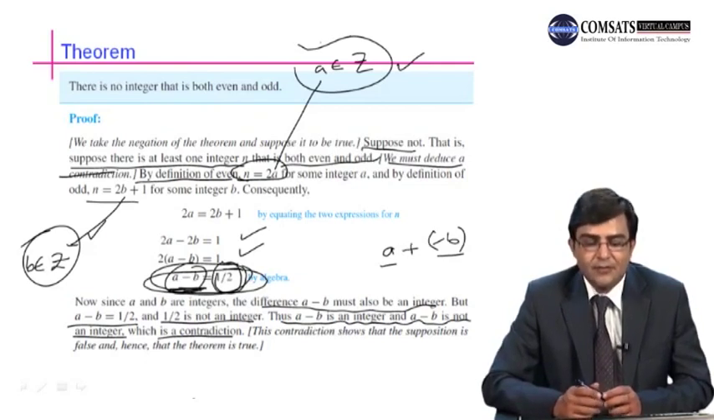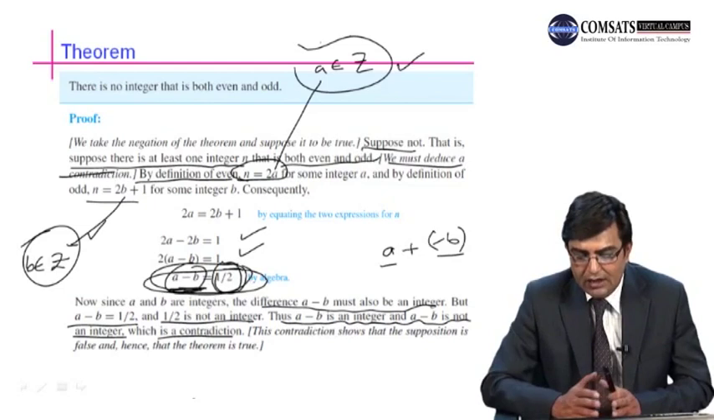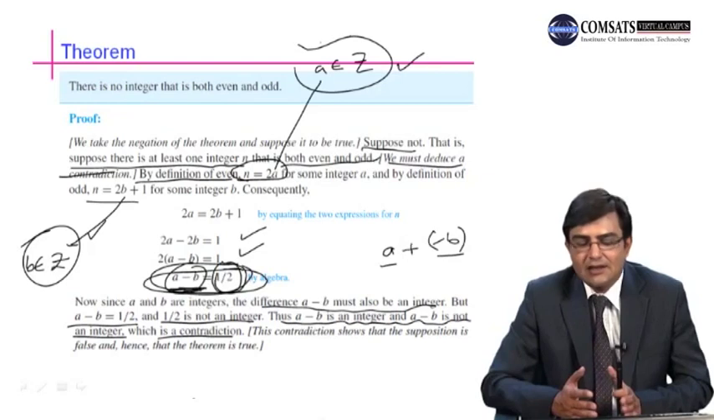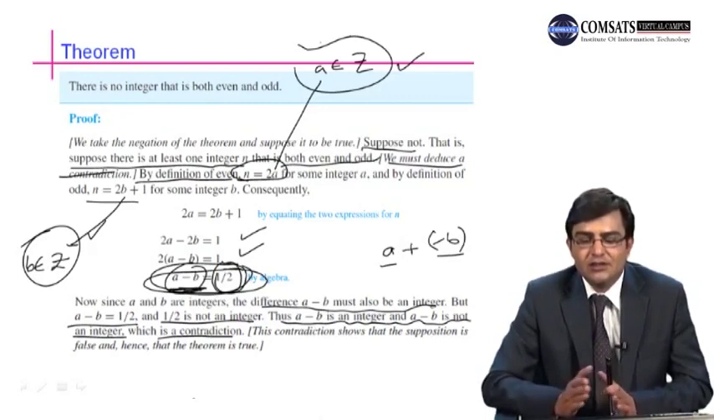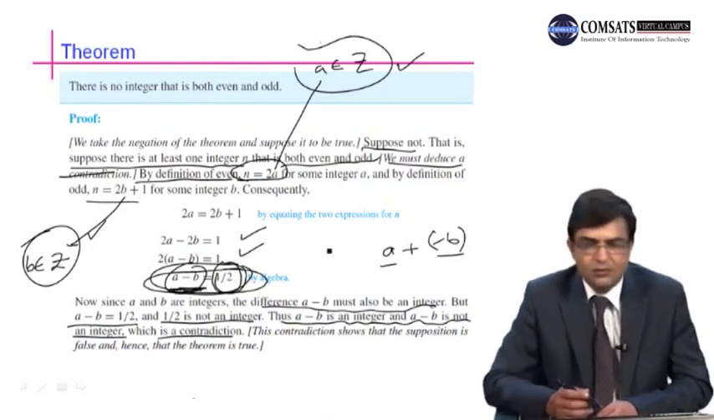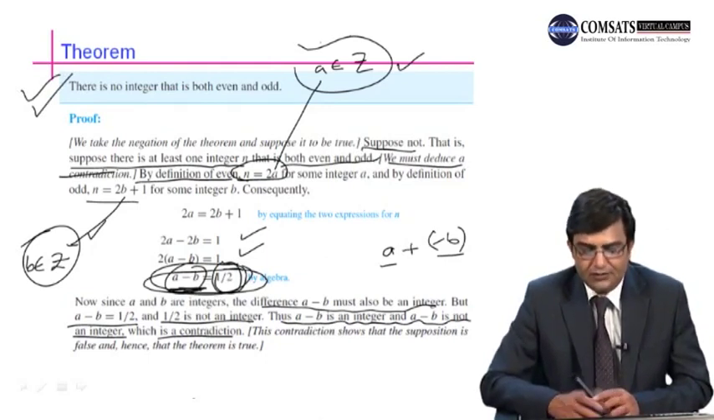We have supposed that there exists some integer which is both even and odd. So if we have arrived at a contradiction, then we say that our supposition was wrong. What was our supposition? That there exists some integer which is both even and odd. So this supposition is wrong. Then what is true? The given statement is true. So we have proved the given statement by using the contradiction method. So this is basically the method of contradiction.